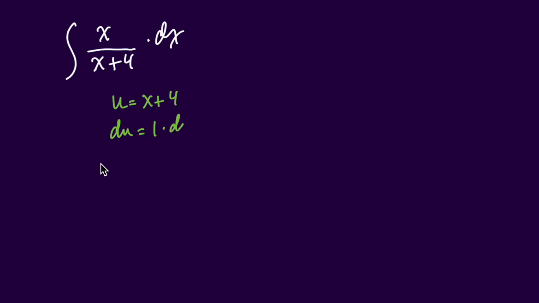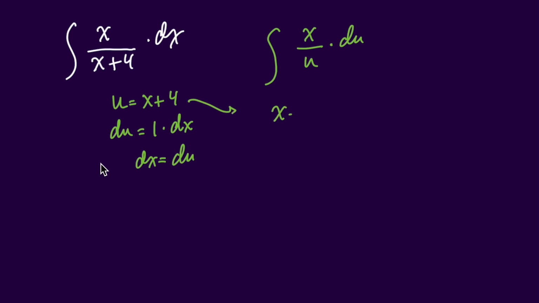The du is going to be 1 dx, so dx is going to equal du. So when we rebuild the integral, we have x over u times du. Because that x does not cancel out, we have to solve for x. So x is going to equal u minus 4. So when we rebuild the integral again, we have u minus 4 over u.